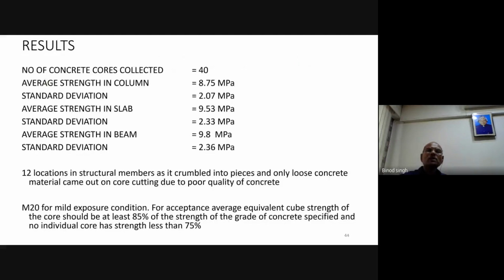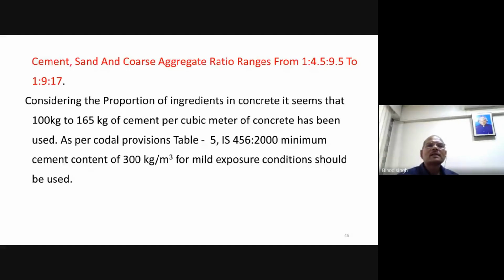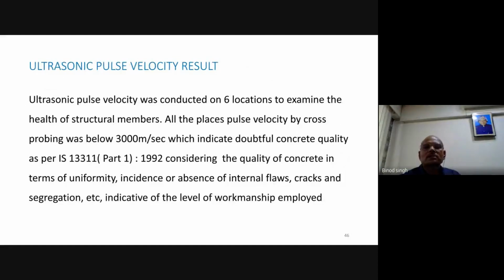If it is not more than 10, it is greater than 5. So you can say it is almost M5 concrete, because that was a 3-story building, a combination of load bearing as well as frame structure. The frame was only for namesake; load was getting transferred through bearing action only. That's why that building was in that condition. We did the ultrasonic pulse velocity test, and in all places the pulse velocity by cross probing was below 300 meters per second. Here also the result was very poor.